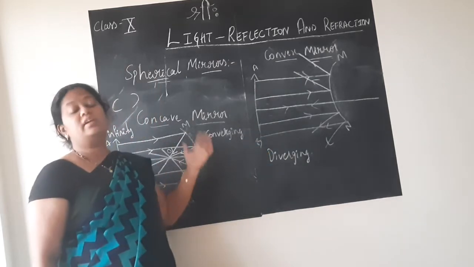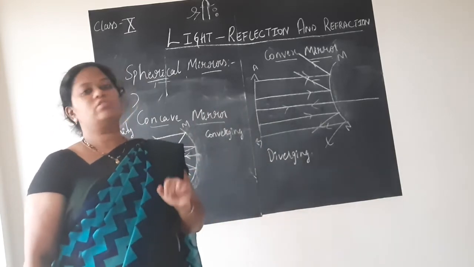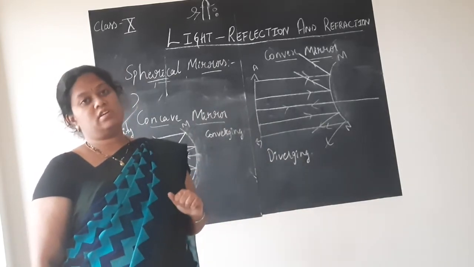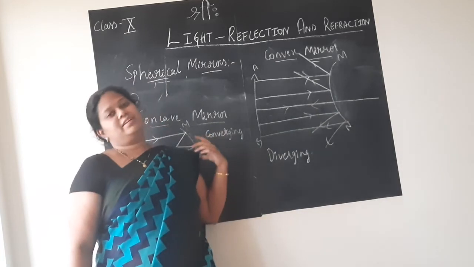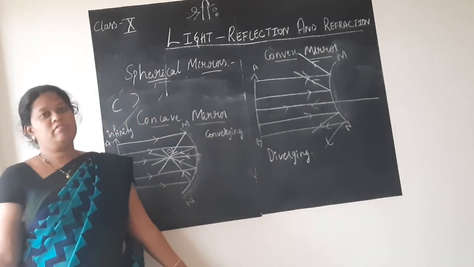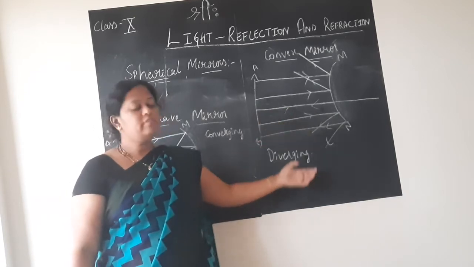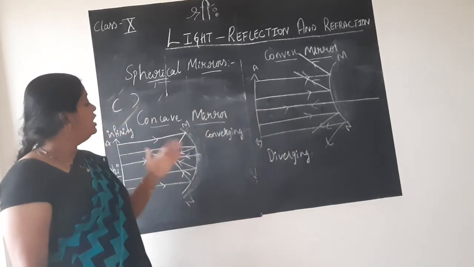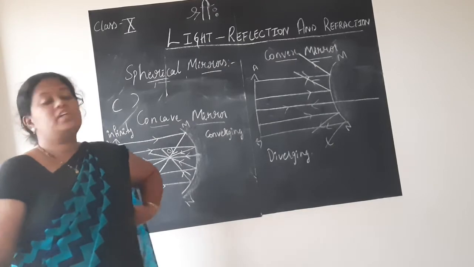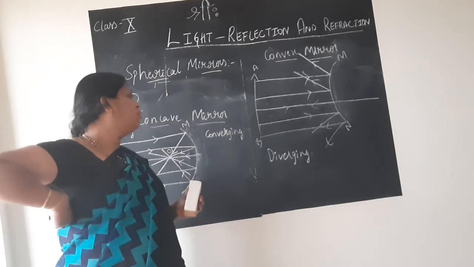Convergent mirror, divergent mirror also. They use these words for convex and concave. Which is the convergent mirror? Concave. Which is the divergent mirror? Convex. Now, in case of convex mirror, the ray of light will diverge. It will not coincide or meet at one point.